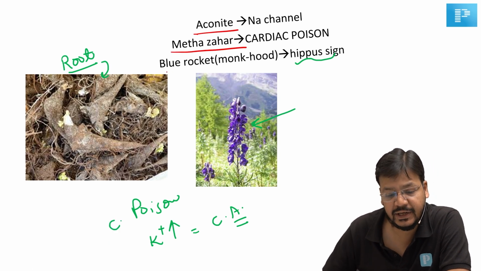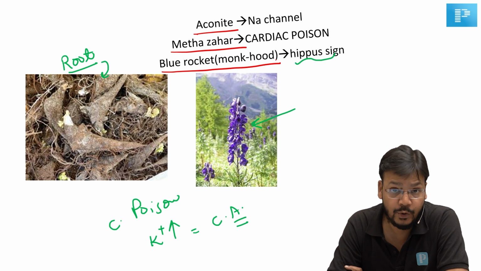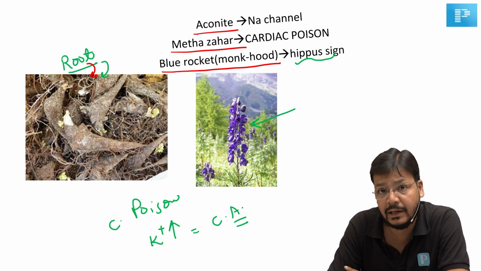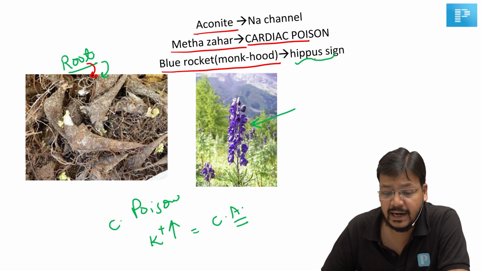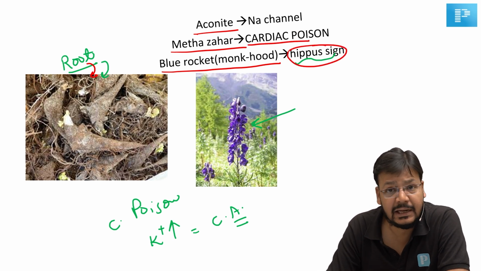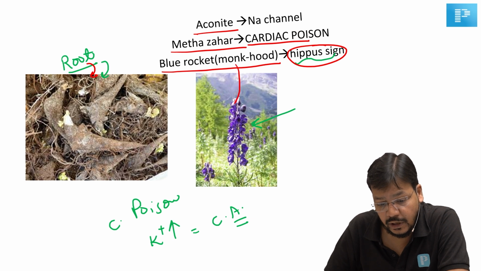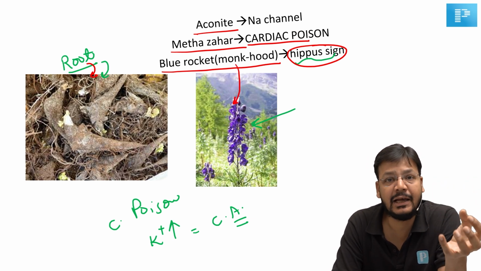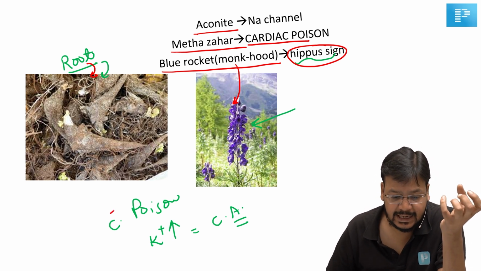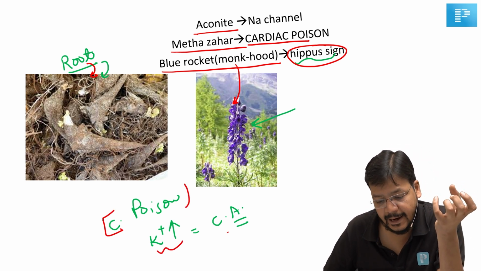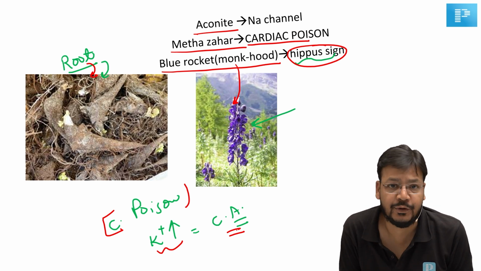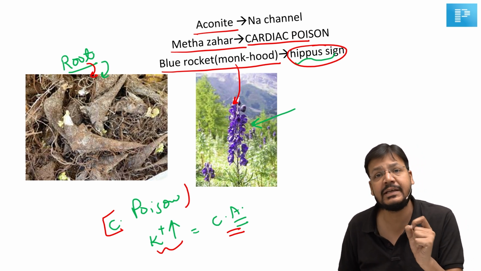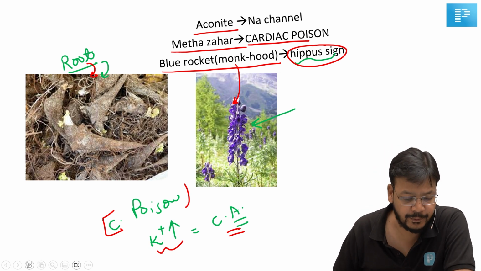Sir, this is another very, very important question. Aconite, meetha zahar or blue rocket. You can see the roots are conical in shape and it is a cardiac poison. There is a classical sign, the Hippus sign. It is also known as monkshood. Aconite, blue rocket, meetha zahar or monkshood. Sir, it is a cardiac poison and it causes hyperkalemia which leads to cardiac arrhythmia. CA is cardiac arrhythmia. Very, very important word.